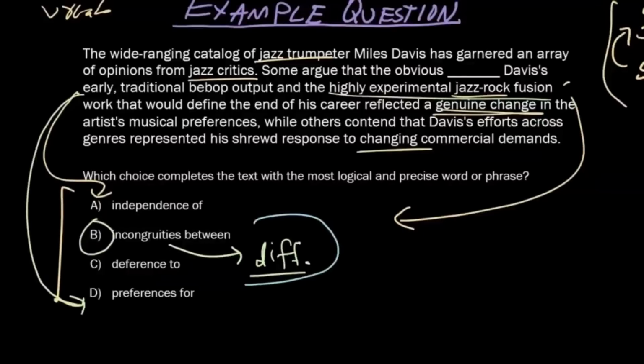But even if you didn't know this, see, we were able to figure that out. Now, incongruities makes sense. Incongruities means a difference. It means a change, something like that, some sort of difference between two things. Here we're comparing this and we're comparing this, and we have a genuine change, another change, right? So what we're trying to look for here is a word that involves some change.